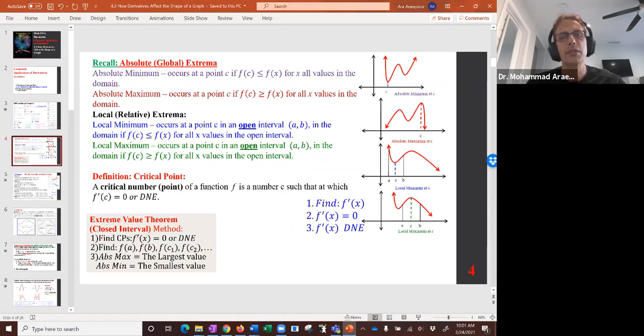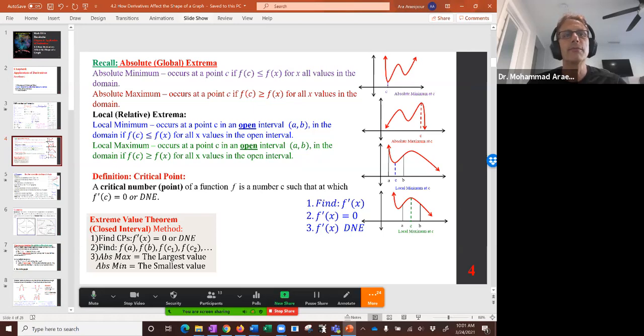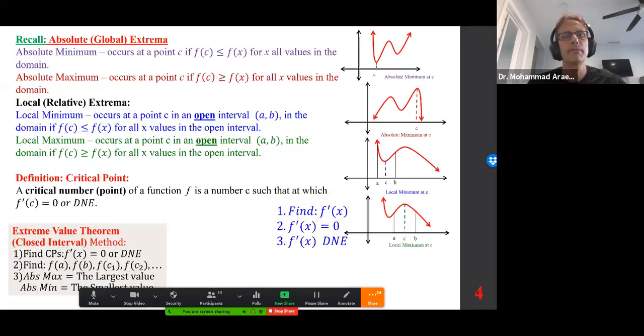The synopsis of the previous section regarding extrema. We looked at extrema, which refers to both max as well as min. Absolute or global means in the entire domain, local or relative means in some open interval.